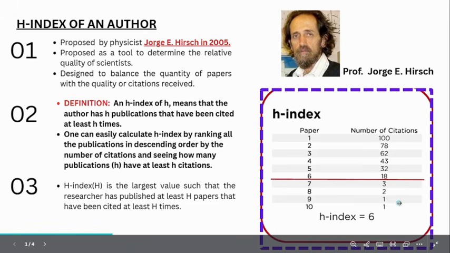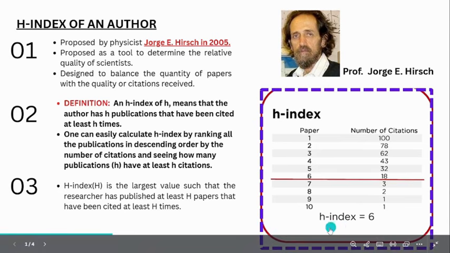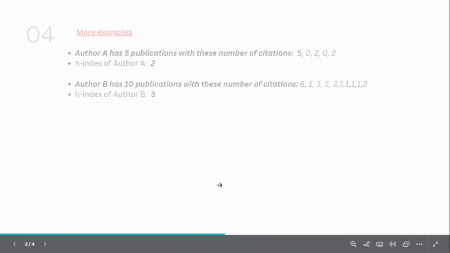So only the largest value is to be taken such that H papers have been cited at least H number of times. We see that the largest value is 6 here, because 6 papers have been cited at least 6 times, and that's the reason the H-index for this particular author becomes 6. That's the H-index metric for the author who has these publications with these numbers of citations. So that's how we calculate H-index.